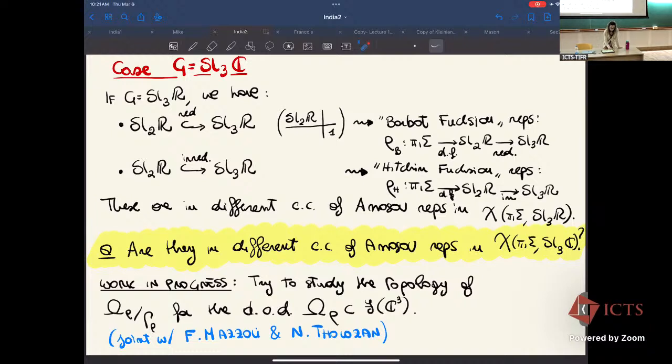We look at two ways to embed SL2R in SL3R, one with the reducible representation with a block, and one with the irreducible representation. The first Anosov component is very often called the Barbot-Fuchsian component, and the other is the Hitchin component. And so these are different connected components in the real character variety. But it's unclear if they are in the same or in different connected components in the Anosov locus in SL3C. In fact, they are in the same connected component of the character variety.